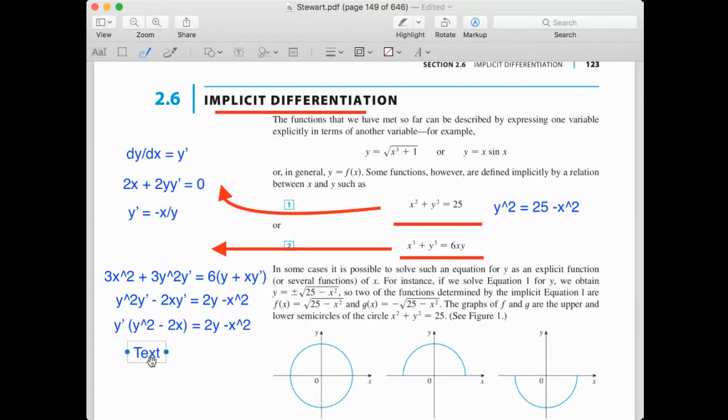Now to solve for y prime, I just divide both sides by y squared minus 2x. y prime equals 2y minus x squared, divided by y squared minus 2x. So this is the rate of change of y, dy/dx equals this. If you give me any point x and y, I can find the rate of change, the derivative, at that point. So this is called implicit differentiation.